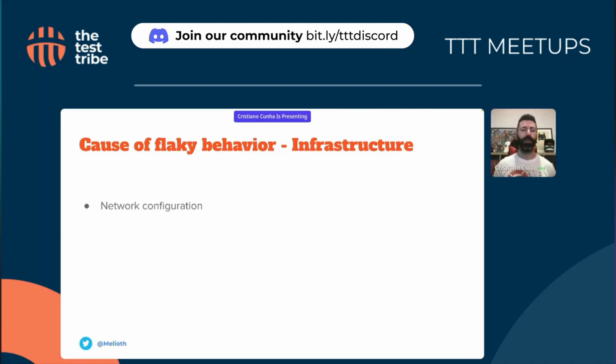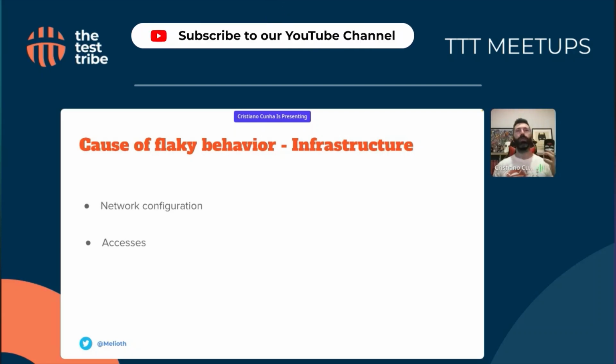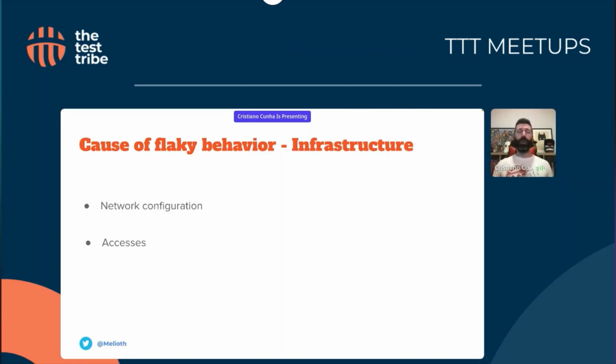It's really, really hard. So look at connectivity, look at accesses, because sometimes in those environments, you need to have pre-provisioned users with correct accesses, or test users with correct accesses, in order to interact with the application in the right way. So do we have that provisioned, or is it correctly provisioned? Because sometimes it's not, and that will cause flakiness for sure.